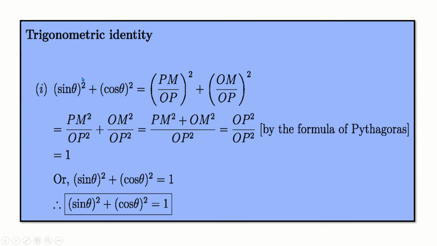And sine theta whole square is the same as sine square theta. Also cos theta whole square is the same as cos square theta. That means we can write sine theta whole square plus cos theta whole square equals 1, or we can say sine square theta plus cos square theta equals 1.